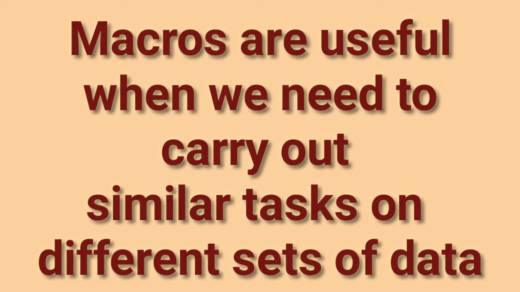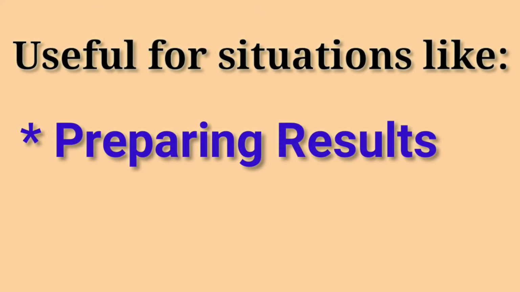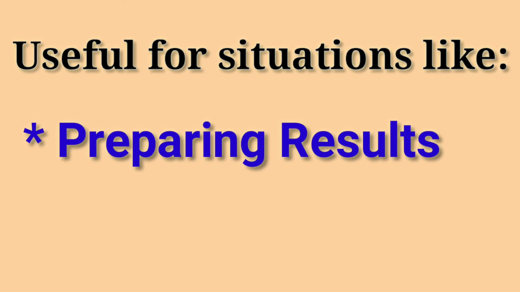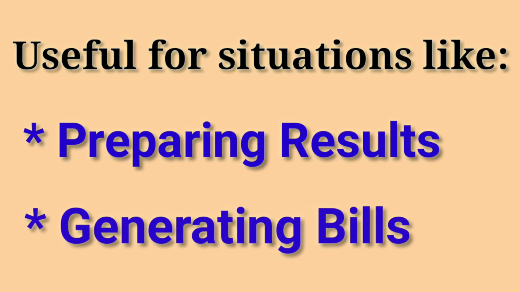For example, in a school, when we are preparing the cumulative result, the names of all the students and their marks are stored in a worksheet for all the classes and all the sections. So, we can apply the formatting on one sheet and it can be copied to other sheets using the macros. It is also useful for generating various bills in an organization or a store where the same formatting is to be done on all. So, macros are very useful for situations where a similar set of actions are to be repeated with new sets of data every time.